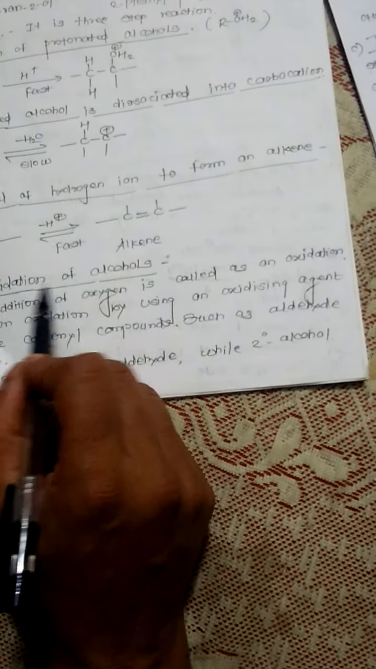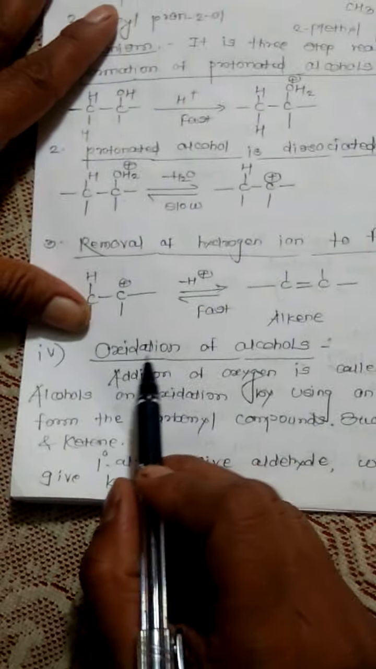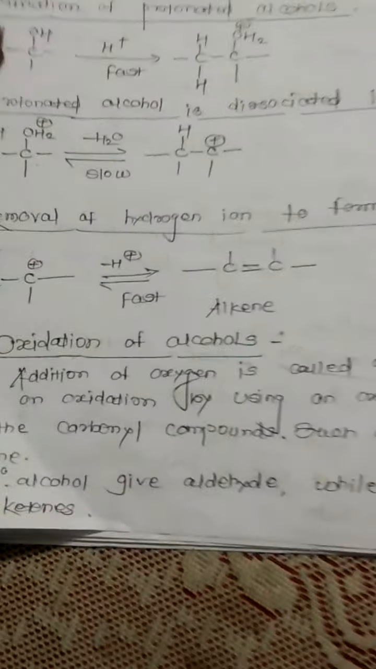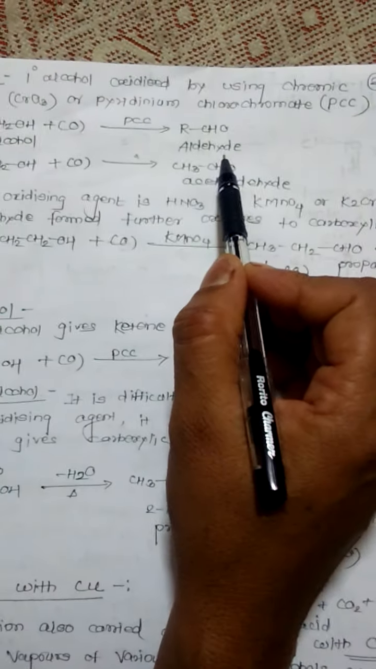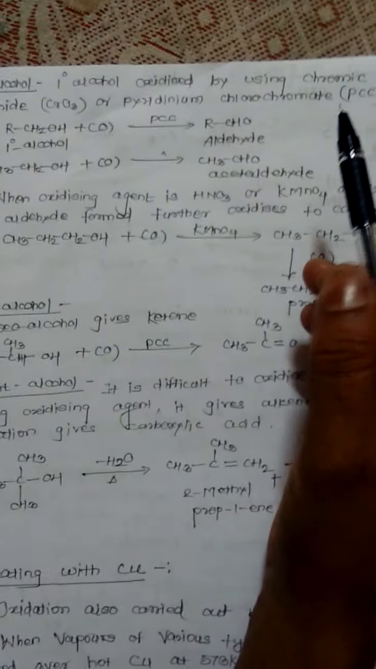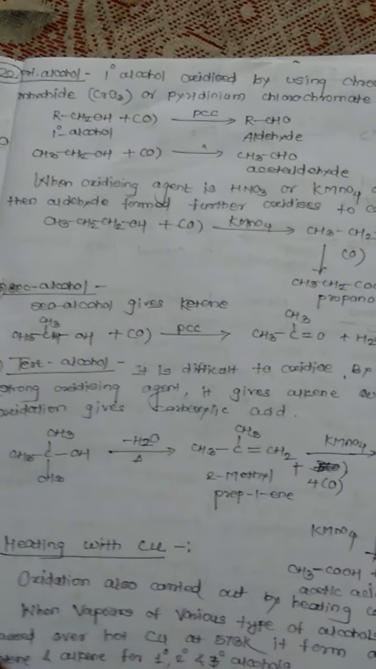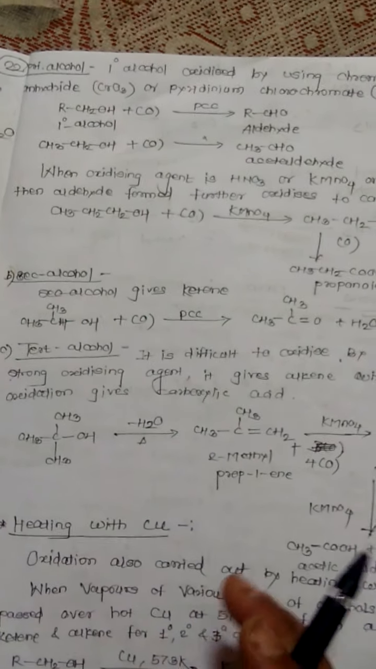Now fourth, oxidation of alcohol. What is the meaning of oxidation of alcohol? Oxidation means addition of oxygen. When we add oxygen to the alcohol, it results in the formation of the product aldehyde or ketone, depending upon the nature of the alcohol. Now to carry out the oxidation, different oxidizing agents are used.